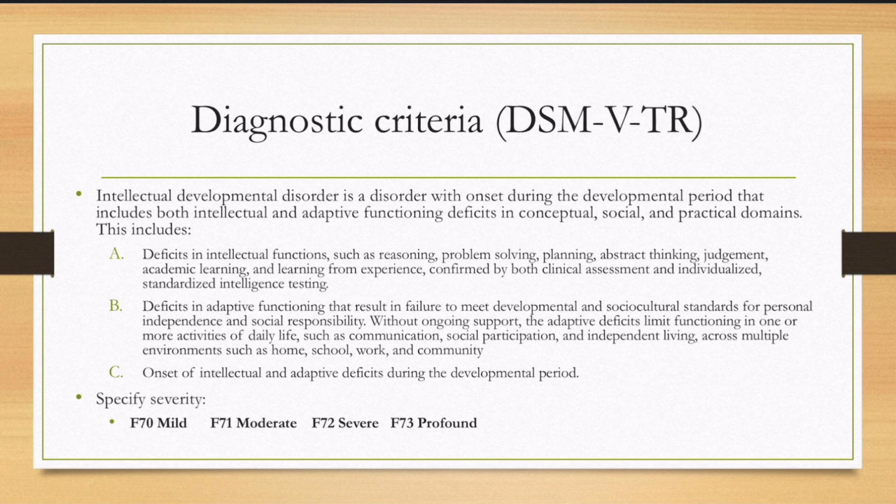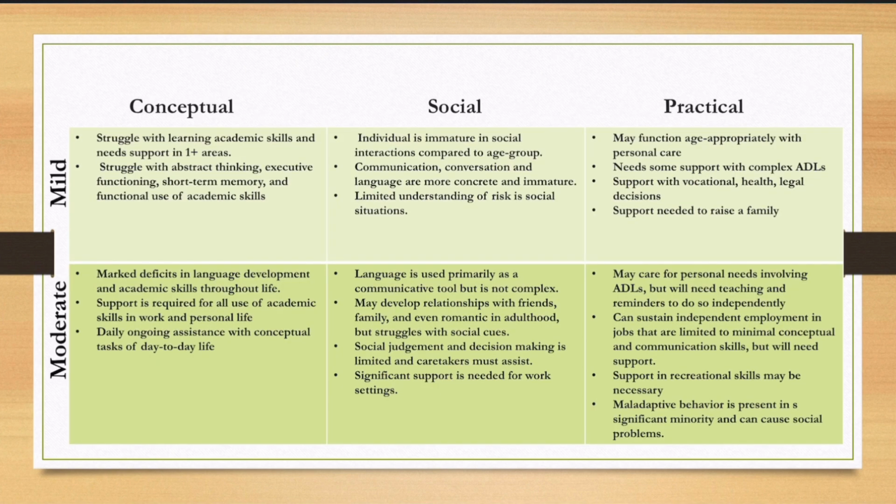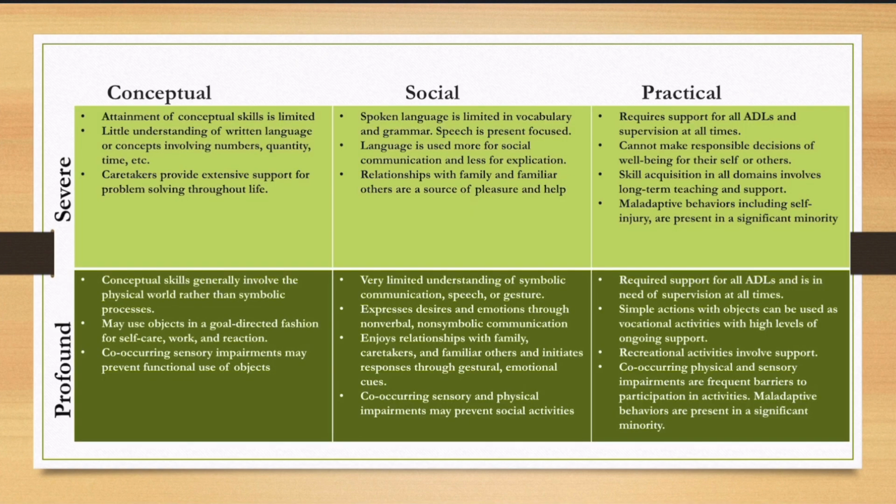And the onset of this disorder is generally during the early developmental period. However, adults can be diagnosed with this disorder, but in that clinical assessment, there should be some diving into whether or not there were delays in the early stages. The specifiers are mild, moderate, severe, and profound. I made 2 charts here that highlight the different levels of symptoms or criteria for these specifiers.